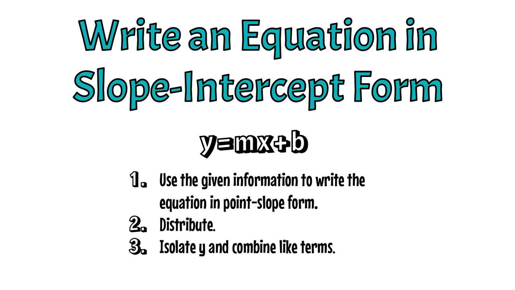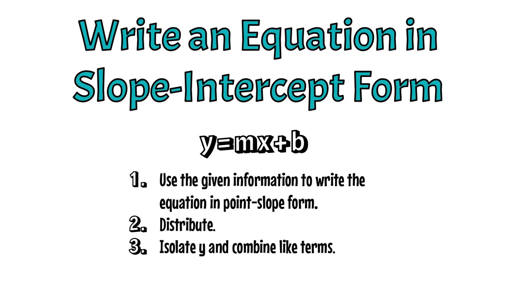Next, we want to use given information to write equations in slope-intercept form. Remember that slope-intercept form is y equals mx plus b, where m is the slope and b is the y-intercept. There are times where we're given the slope and the y-intercept, and we can just plug those values in for m and b and write our equation. There are other times where we are given maybe 2 points, or we're given a graph where we can identify 2 points.